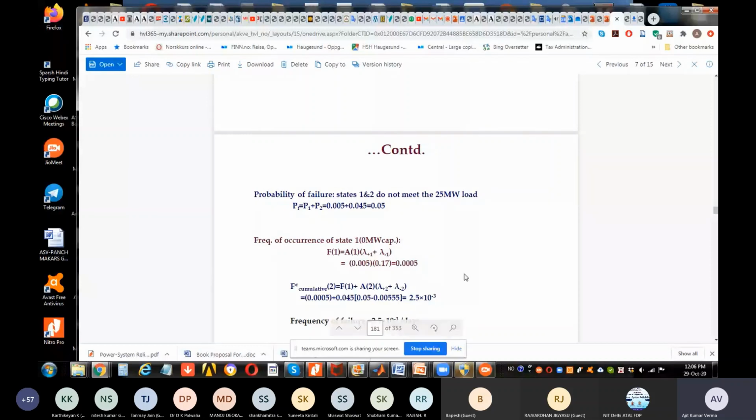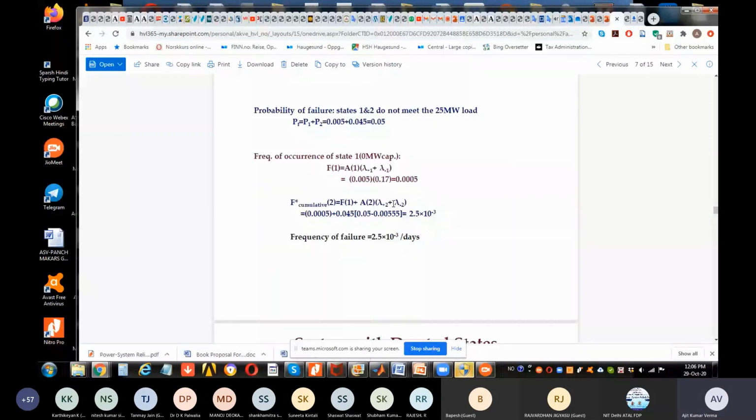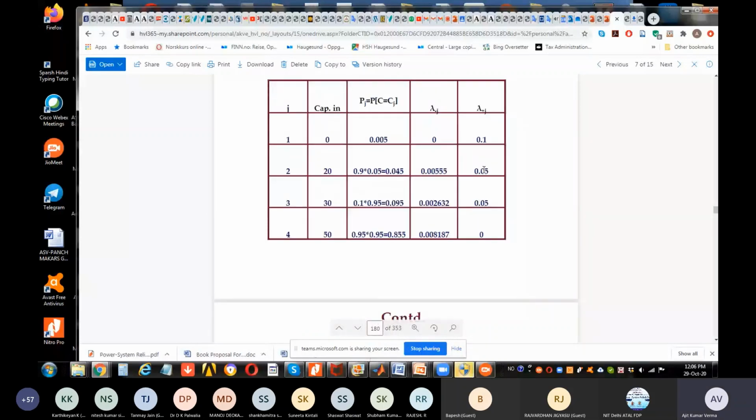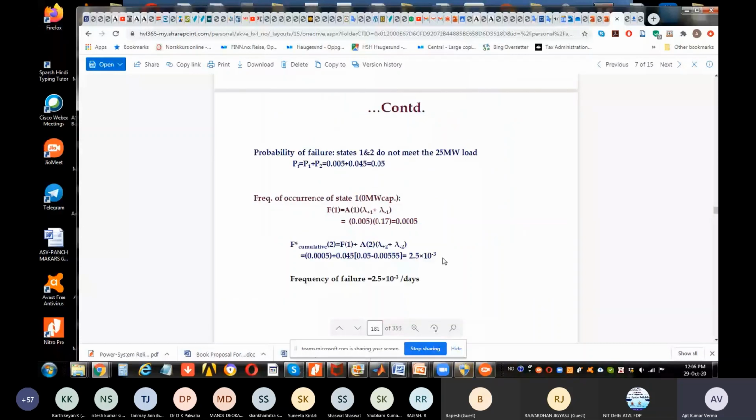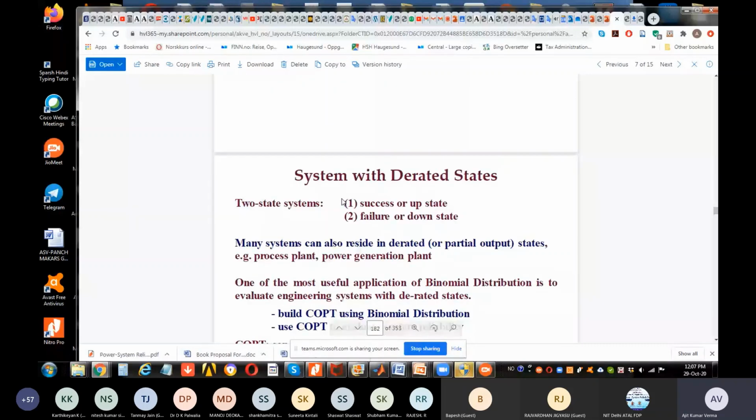So you have 0.0005, and the state probability of 20 is 0.05, and then this is the difference between the state transitions, that's lambda plus 2 minus 0.00555. So the difference between the transitions gives you 2.5 into 10 to the power minus 3. So you can find out the frequency of failure, the probabilities, and the loss of load expectation, LOLE. Just multiply by 365 and you get the LOLE. Likewise, you can find out the frequencies as well.